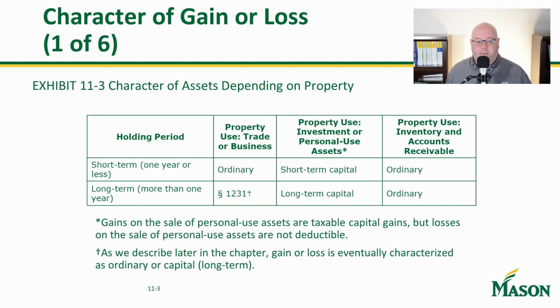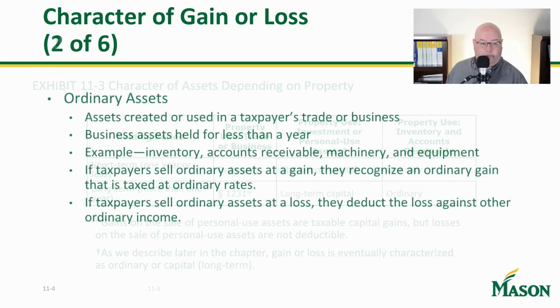But most of the time, if it's short term, it's going to be ordinary. And then of course, if it's long term, it's going to get 1231 treatment. You'll notice that does not say capital gains. If you look at the little cross on the bottom, it says, as we describe later in this chapter, gain or loss is eventually characterized as ordinary or capital long term. And we'll talk about what those rules are.